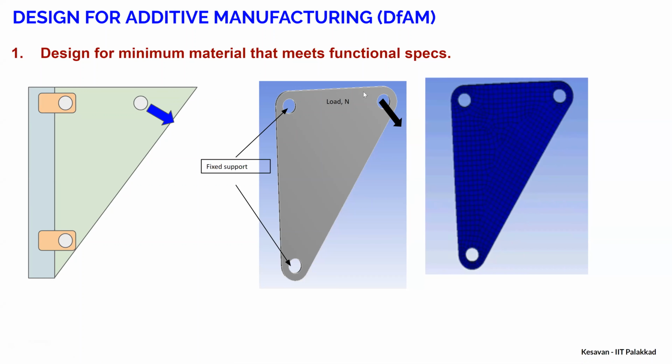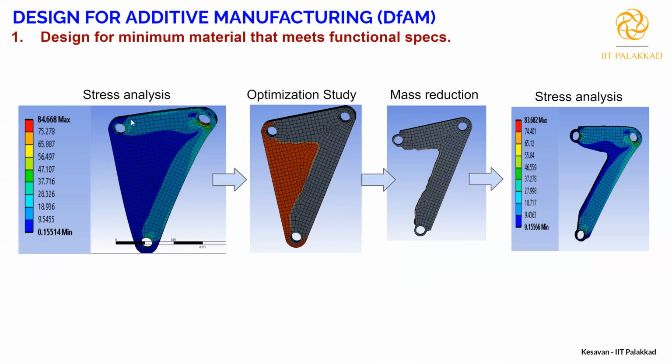You put in all the boundary conditions and see how the load is getting distributed. Now I'm seeing that in some regions the load is not carried, which means I have an option to reduce the material at those locations. So I'm doing the stress analysis and the optimization study. This optimization study gives me an idea which material can be removed, because that material does not carry any load. So I can remove it and finally end up with a new design or new product.